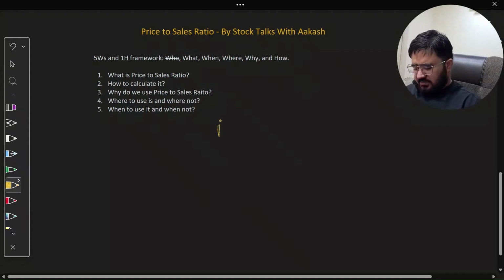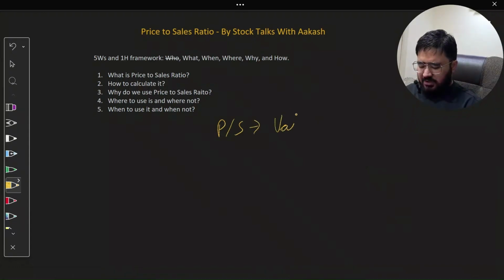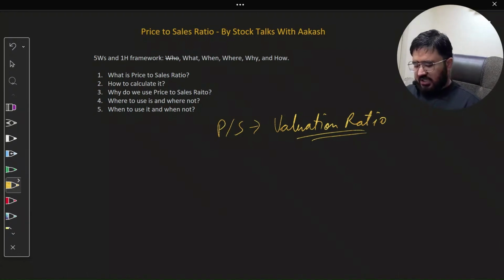So what is price to sales ratio? It's a type of valuation ratio. So today we'll be using the 5W and 1H framework to analyze the price to sales ratio, what it is, and how can we use it to best of our abilities.